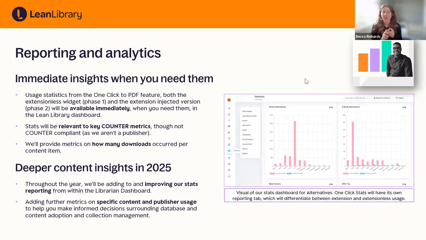The stats, while they're not going to be COUNTER compliant, are going to be slightly COUNTER adjacent in the sense that we're going to be providing metrics on, for example, how many downloads a piece of content has garnered. Therefore, when you're calculating cost per use via the number of unique item requests, you can get the sense of how that's going to look, when you're looking at the number of downloads versus the number of redirections to the publisher site, for those investigations, for example.